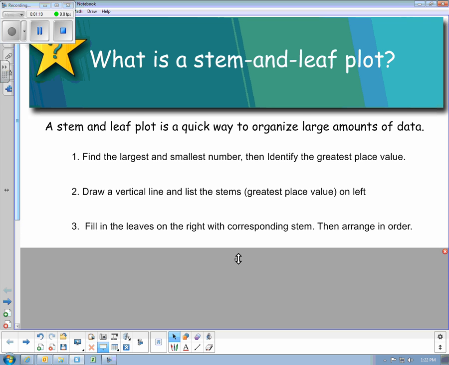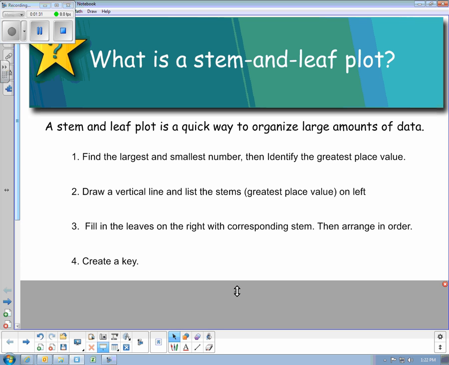Then the next one, number 3, is fill in the leaves on the right with the corresponding stem. You arrange them in order, so we're going to list that data in order from least to greatest. And then we also have to create a key. We've got to tell them what the stems and the leaves mean.